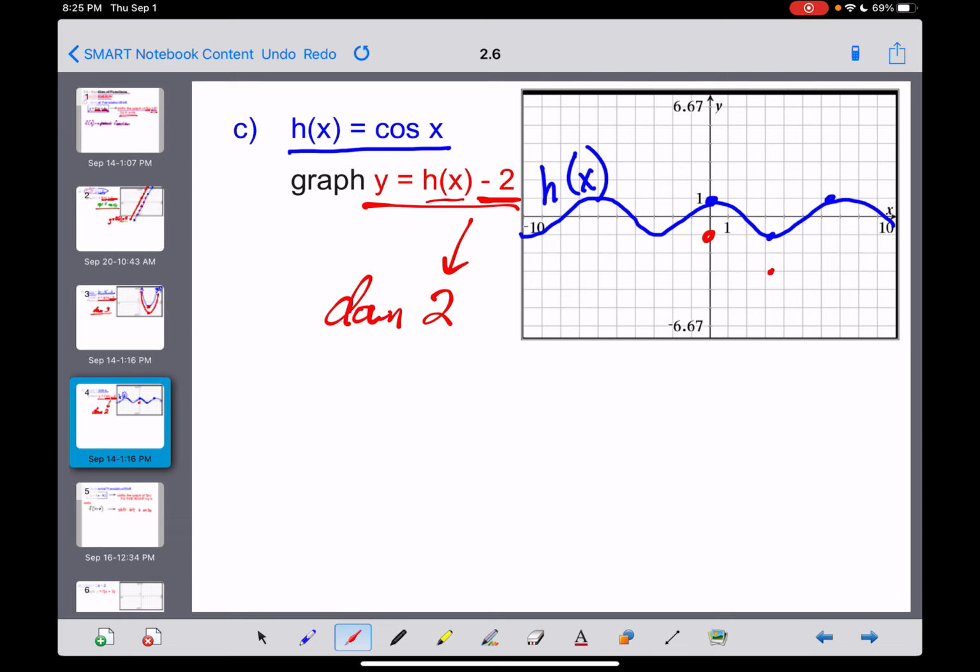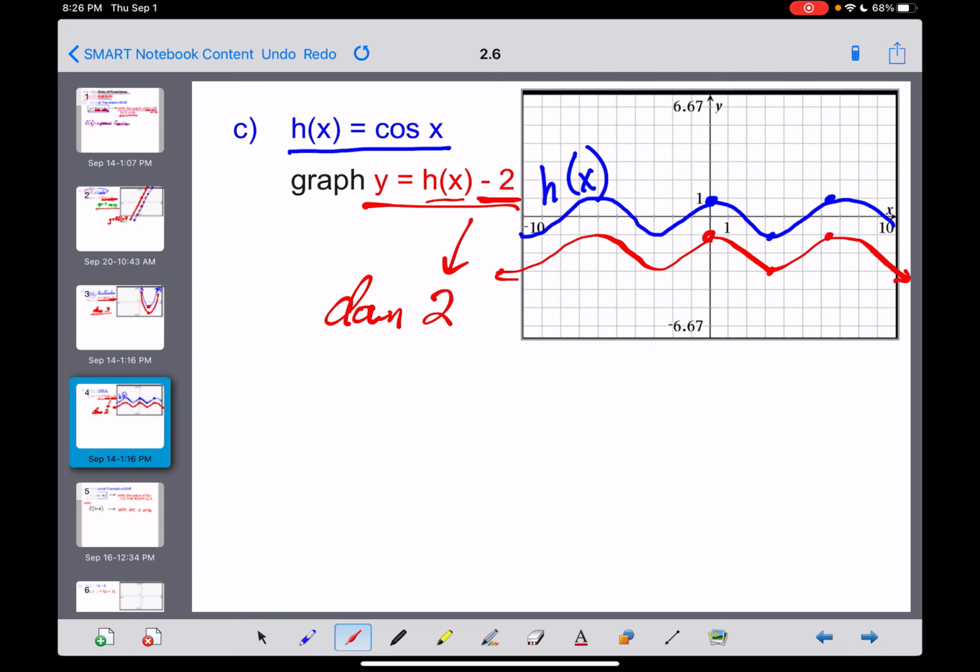So that point right there, this point right here, this one, and like I said, I didn't get real specific with it, but this graph is going to take the same shape as the blue graph, but everything's just being dropped 2 units down. So it's going to look something like this and this and this, and I'm just trying to come up with a graph now that's the same shape, the same size, but just moved down 2 units.